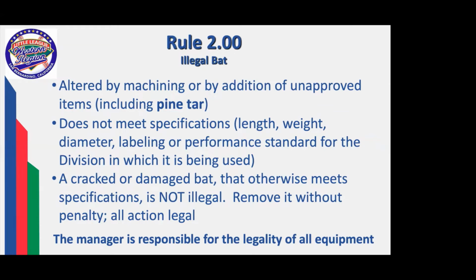A cracked or a damaged bat that meets specification is not illegal. It is simply damaged. Remove the damaged bat without penalty. All action which occurred with that bat is legal until it's removed. For example, you may have a crack in a metal bat. You may have the splintering in the end of the bat or in the cup section of a wooden bat. Simply remove it without penalty. All action that occurred with that bat is going to be legal. Once again, we stress the manager is fully responsible for the legality and safety of every piece of equipment that his team is using.